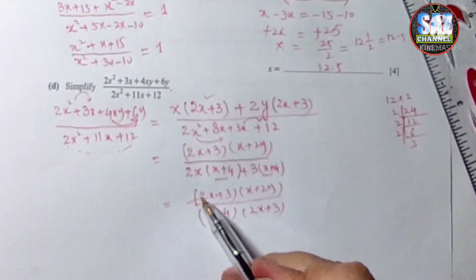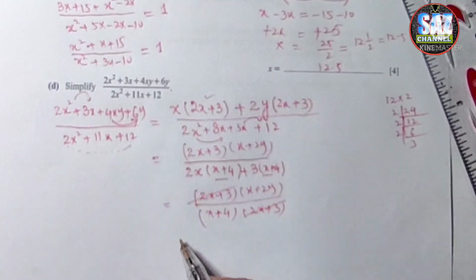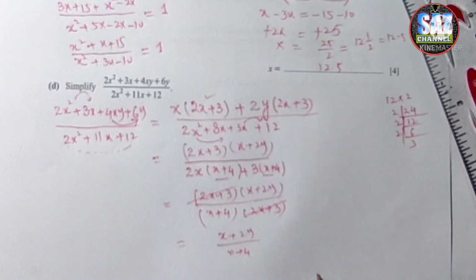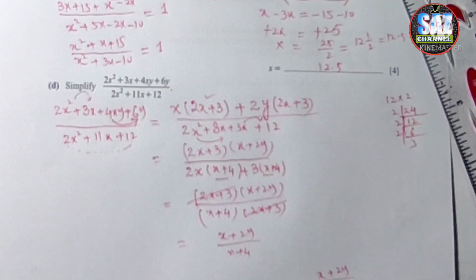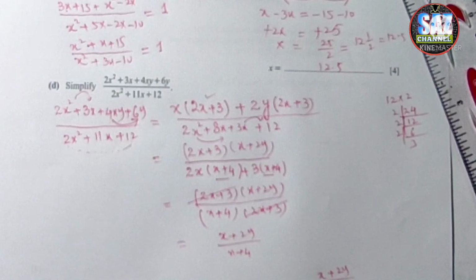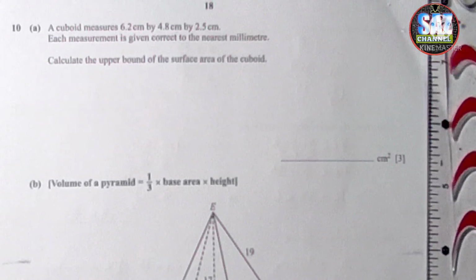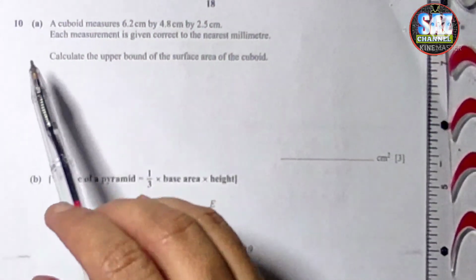Now look, these are like terms, we can cancel them easily, and we will be left with x plus 2y upon x plus 4. Really easy questions, and please, you should have a good command of D2 chapter number 3, 4, 5 and 6. Okay, and moving to the next question. Moving to the last question of today's session.